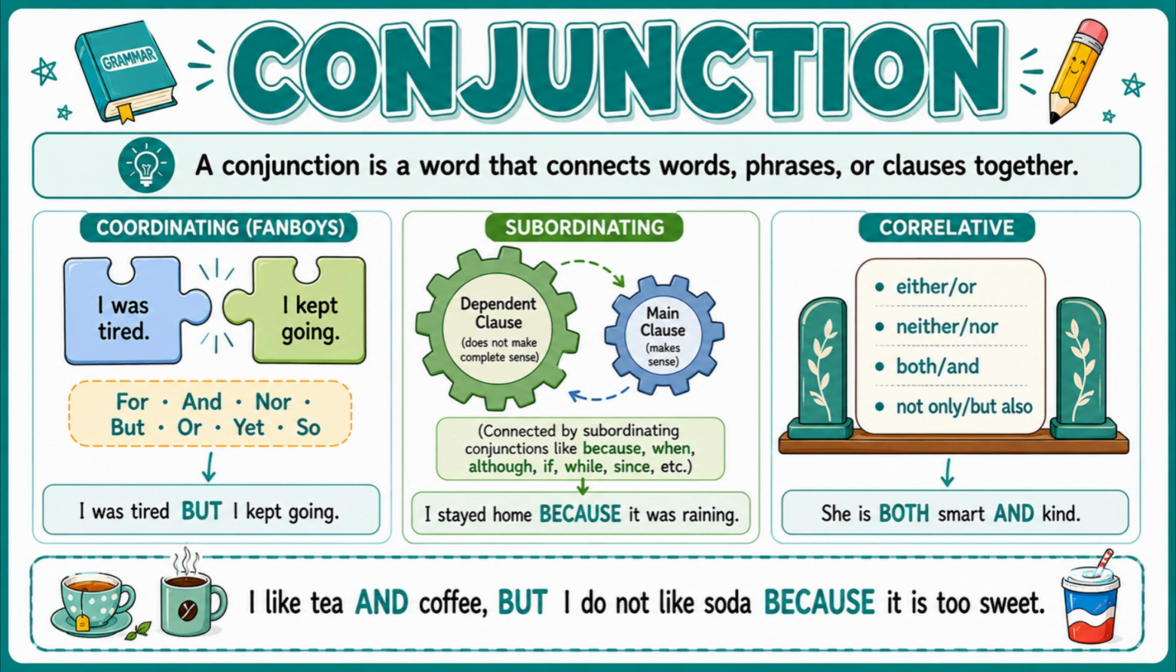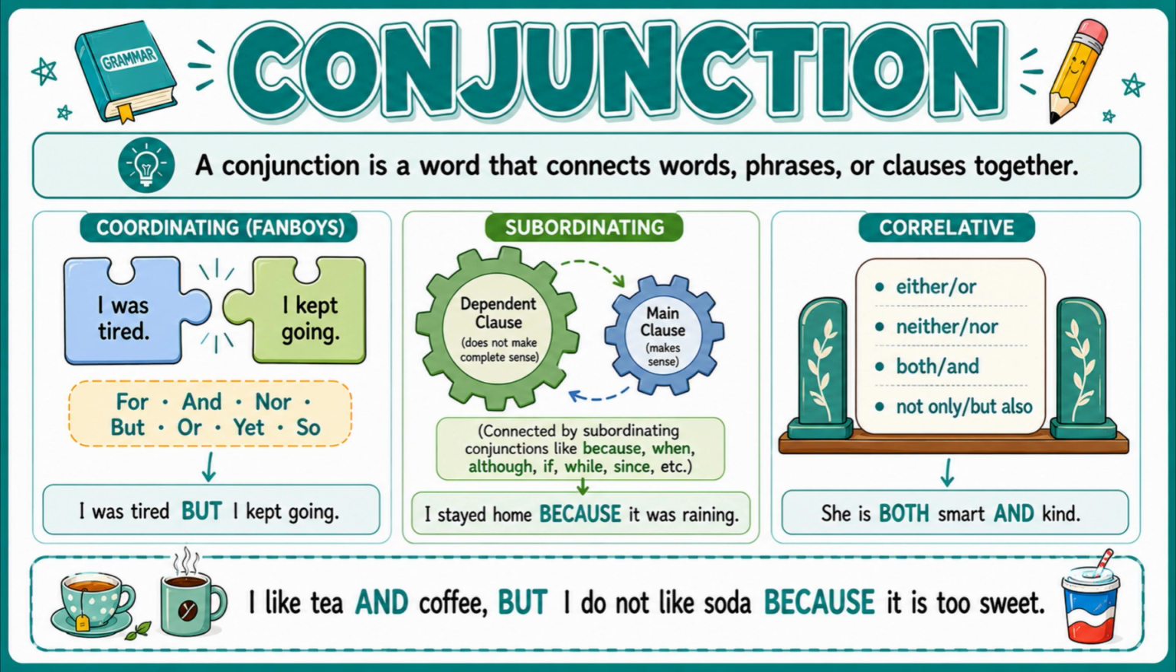The second are subordinating conjunctions. These connect a main idea to a dependent idea: because, although, when, since, if, unless, while. I stayed home because it was raining. The main idea is I stayed home. The dependent idea explains why: because it was raining. The third are correlative conjunctions. They work in pairs: either/or, neither/nor, both/and, not only/but also. She is both smart and kind. Either you study or you fail.